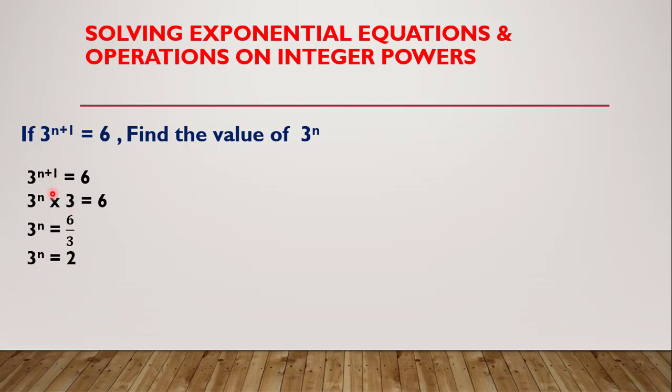3 power n plus 1 means 3 power n multiply 3. 3 power n plus 1 is 6. So 3 power n multiply 3 equals 6. So if I want 3 power n, I'll divide by 3. So 3 power n equals 6 over 3. It means that 3 power n equals 2. And this is what I wanted, 3 power n.